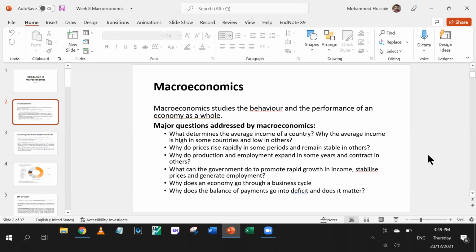Next is, why do production and employment expand in some years and contract in others? What can the government do to promote rapid growth in income, stabilize prices, and generate employment? What does an economy go through? A business cycle. Why does the balance of payments go into deficit, and does it matter? So these are the various questions whose answers we seek in macroeconomics.